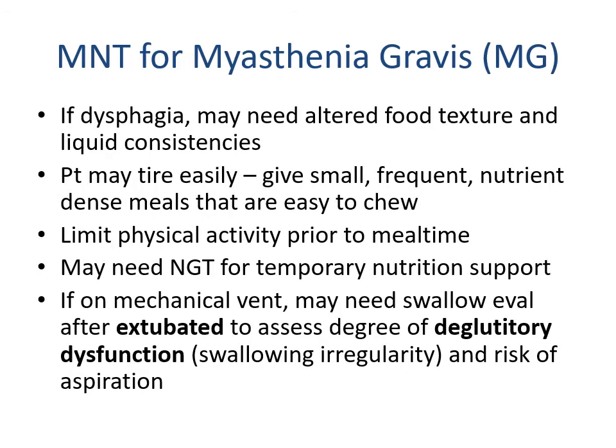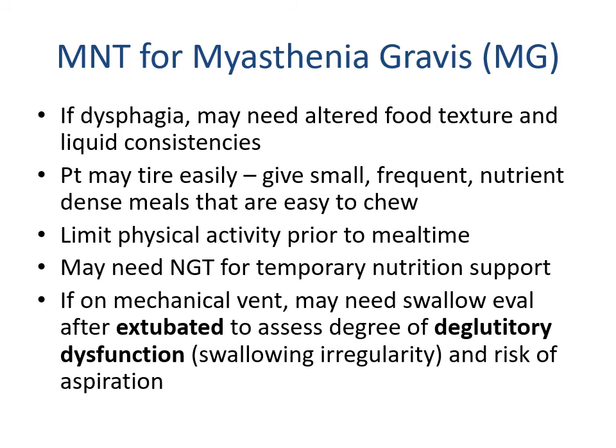So if there's dysphagia, we may need an altered food texture and liquid consistency. If the patient is tiring easily, small frequent meals or things that are chopped up to make things easier, so we chop it up ahead of time. Again, nutrient dense and easy to chew. Limiting physical activity prior to mealtime. Possibly an NG tube for temporary nutrition support if there's a flare-up.